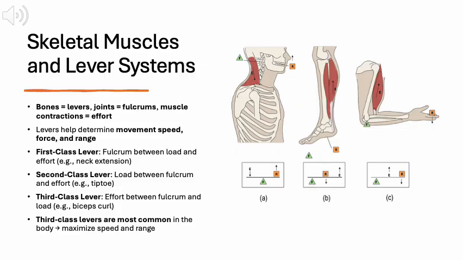less speed. In third-class levers, such as a biceps curl, the effort is applied between the fulcrum and the load. This is the most common lever system in the human body and favors speed and range of motion rather than raw power. Evolution has prioritized agility and efficiency in movement over brute strength.